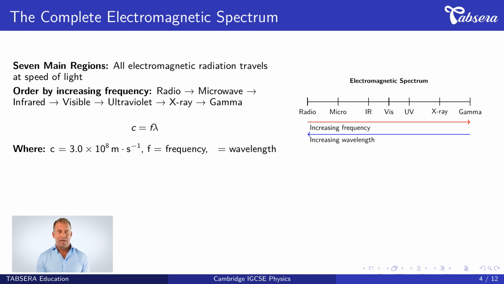Mathematically, we express the relationship as c equals f lambda, where c represents the speed of light at 3.0 times 10 to the power 8 meters per second, f represents frequency measured in hertz, and lambda represents wavelength measured in meters. The diagram illustrates how frequency increases from left to right, while wavelength decreases. Notice the inverse relationship between frequency and wavelength.